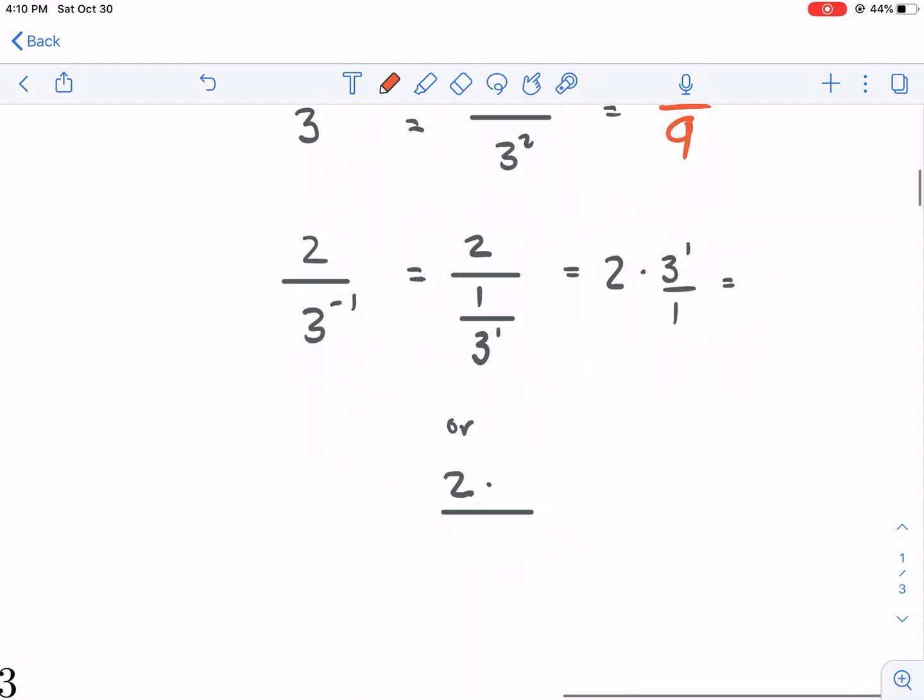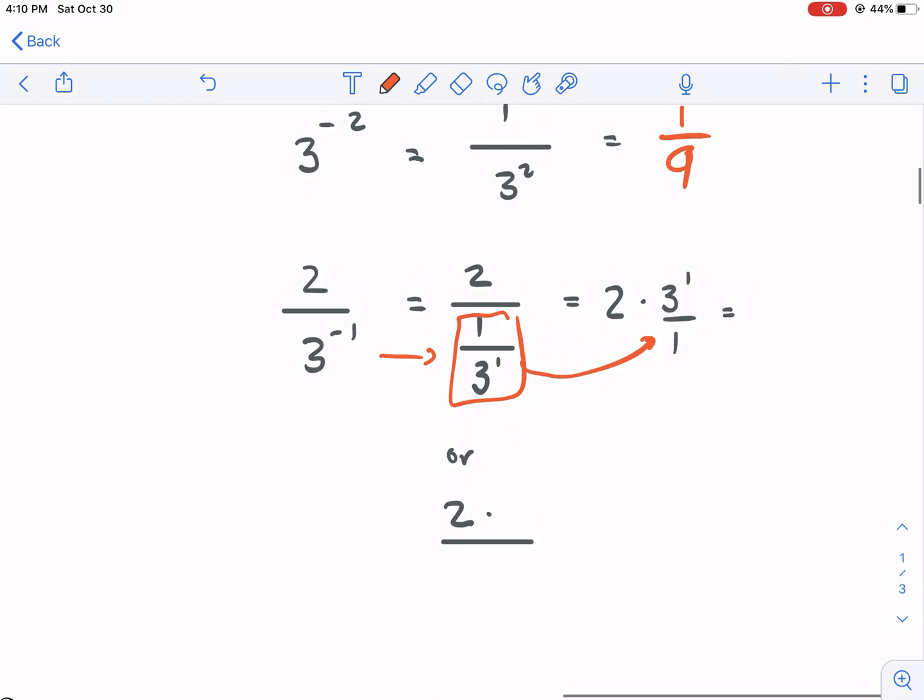More complicated example, what if we have a negative exponent in the bottom? It's the same thing. It turns into a fraction, but now we have a compound fraction. So what we're going to do is multiply by the reciprocal. So this becomes the reciprocal, 2 times 3 to the 1st power over 1. That's the same thing as 2 times 3, and that's 6.